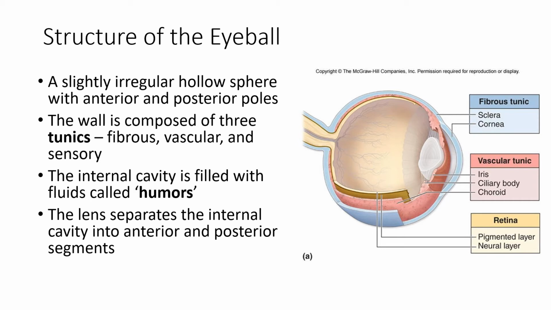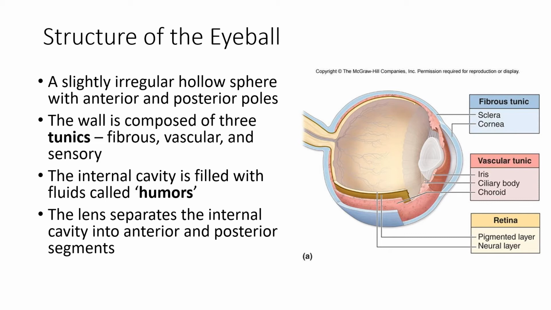And taking a look at the diagram on the right, you can see the fibrous tunic consists of two parts. They're continuous. We have the sclera, which is the white of the eye, and then we have the cornea, which is just the front portion that's clear, the part that you can see through. We have the vascular tunic, which consists of a few parts. We have the iris, we have the ciliary body, which contains muscles that move the lens, change the shape of the lens. And then we have what's known as the choroid, which is going to provide nourishment and oxygen to the other layers throughout the eye.